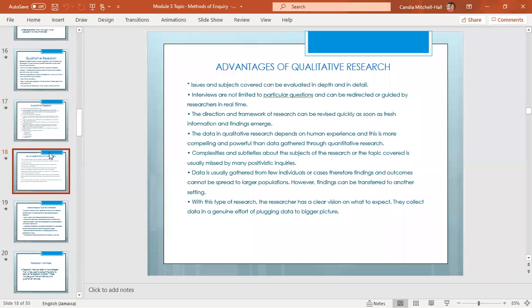Now, the advantages of qualitative research is that, one, issues and subjects covered can be evaluated in depth and in detail. Another one is that interviews are not limited to particular questions and can be redirected or guided by the researcher in real time. So in other words, there are sometimes when you're doing an interview and the person you are interviewing actually mentions something that was not originally part of your script of questions, then you'll be able to glean information from that. But at the same time, you'll be able to ask follow-up questions, right? The next one, the direction and the framework of the research can be revised quickly as soon as fresh information and findings emerge.